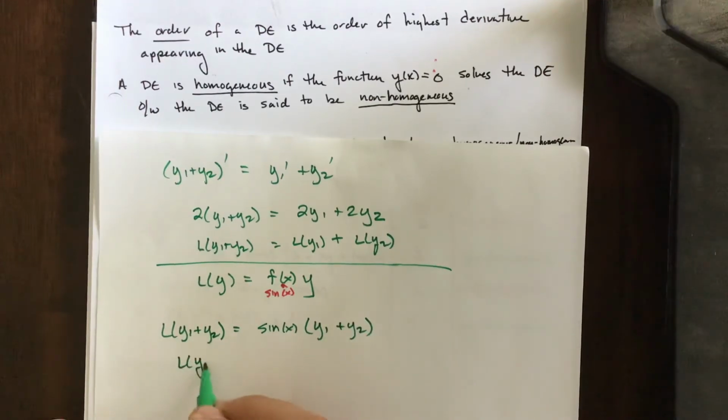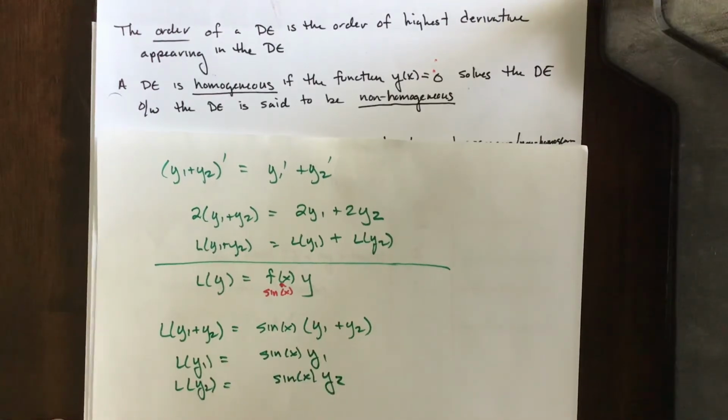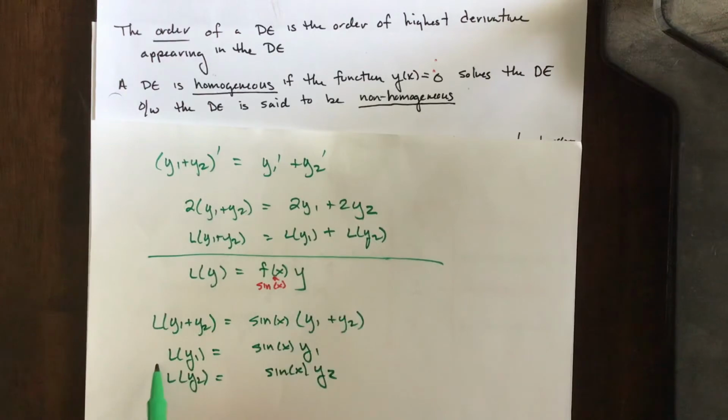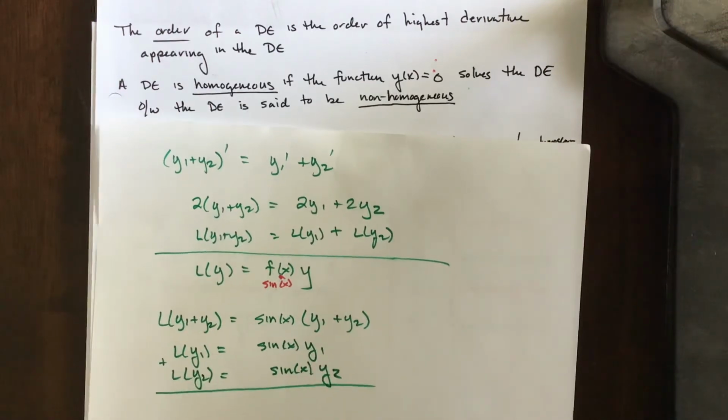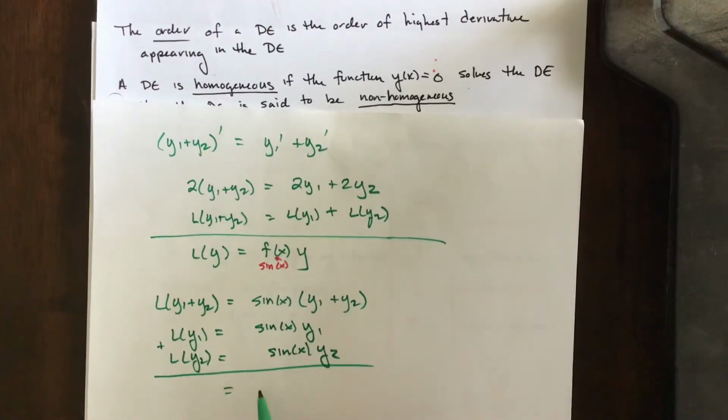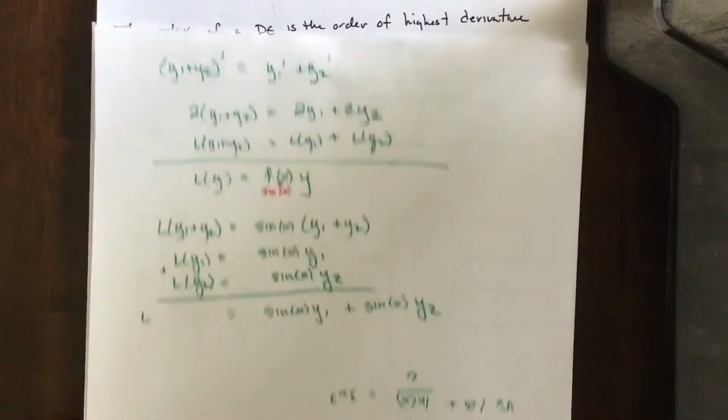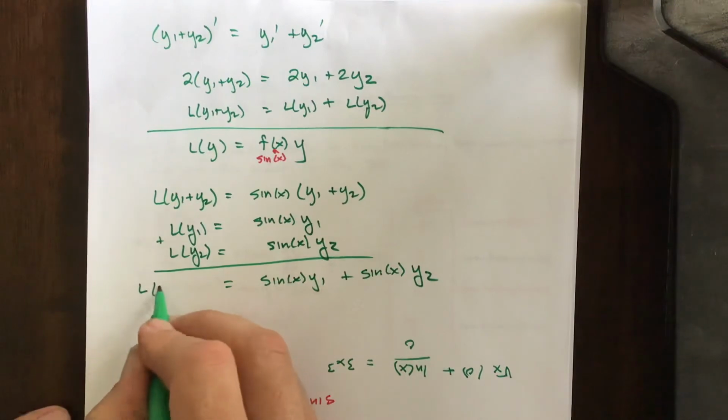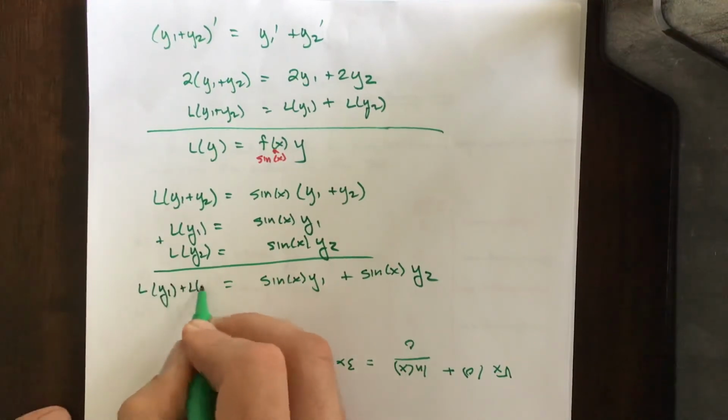What's L of y1? That's the sine of x times y1. What's L of y2? That's the sine of x times y2. And what is the sum of L of y1 and L of y2? That's the sine of x times y1 plus the sine of x times y2. That's L of y1 plus L of y2.